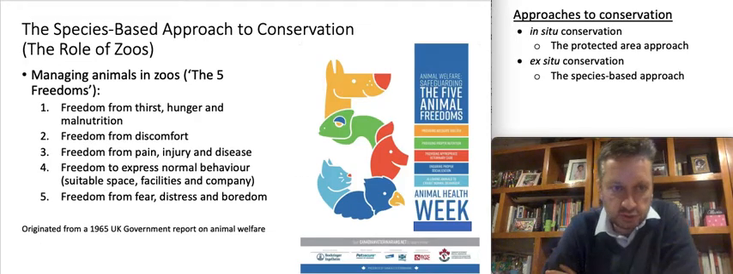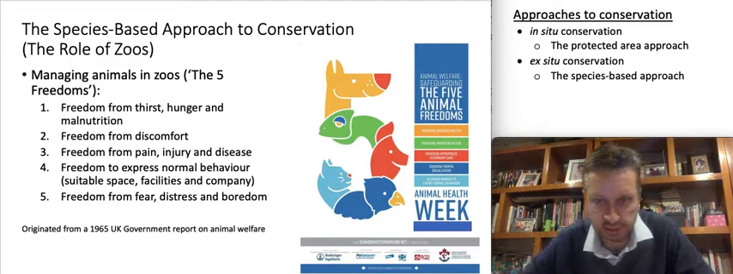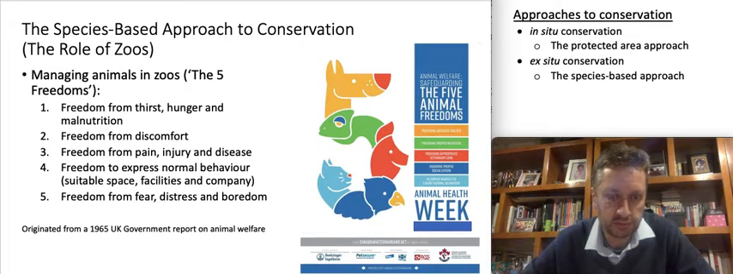Okay, if you're going to have a zoo, I think it's important to recognise the 5 freedoms or the 5 biorights of captive animals. This originated, I've said here, from a 1965 United Kingdom government approach on animal welfare. The 5 freedoms or the 5 animal biorights are: number 1, freedom from thirst, hunger and malnutrition. You might remember the story of the thylacine that died of exposure because it wasn't free from thirst, hunger, or malnutrition.